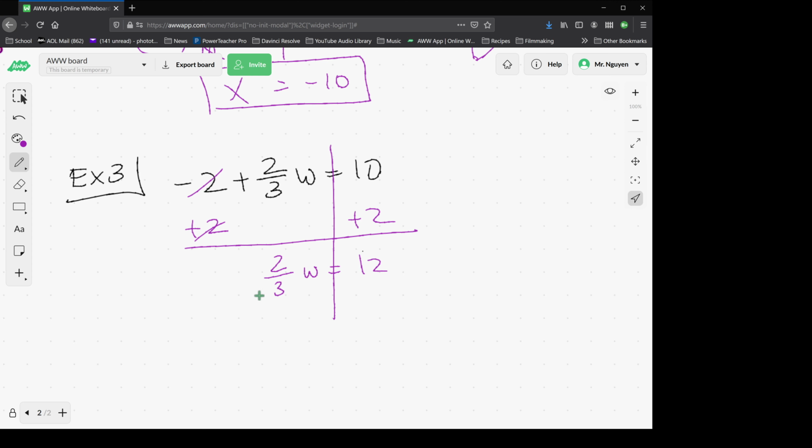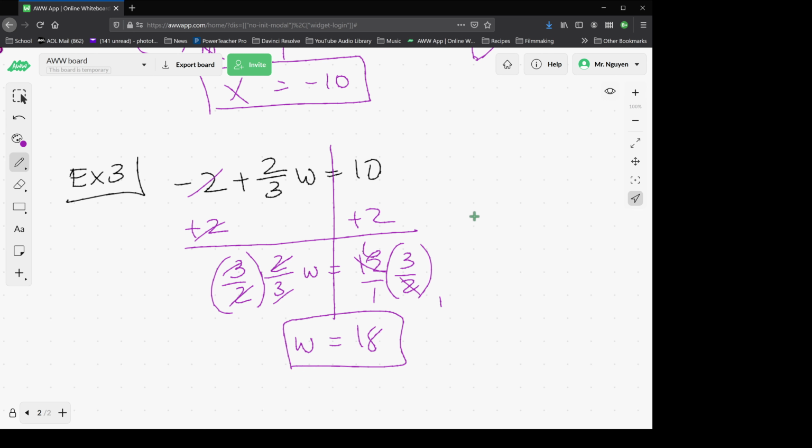And now we solve this the way we have been solving it, by multiplying by the reciprocal, 3/2. If it helps you out, you can turn this to 12/1 to see the cross cancel. And these cross cancel. So W is equal to 18. Does it check out? We can check this as well.